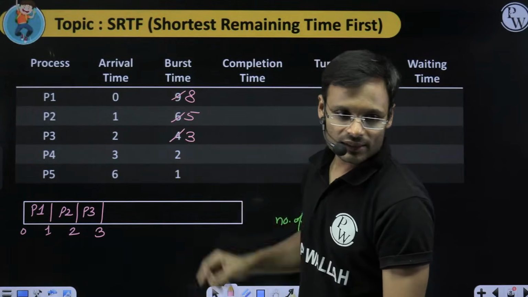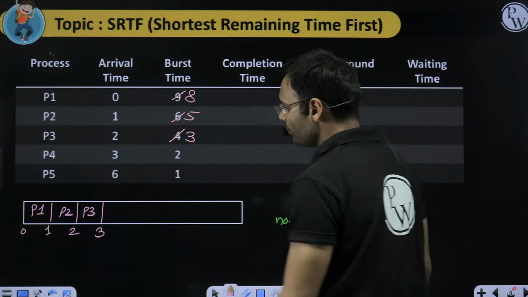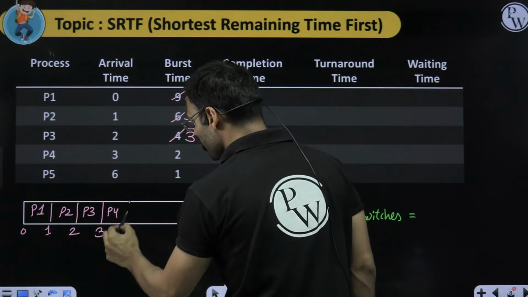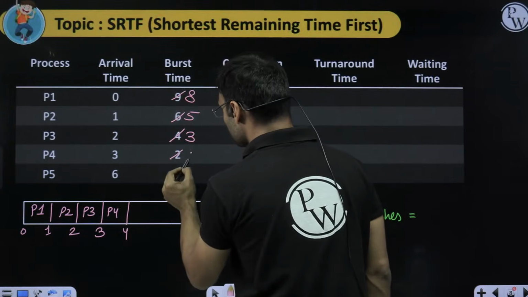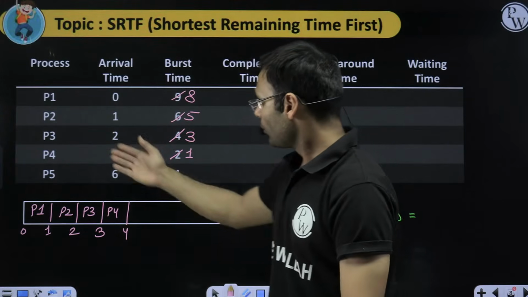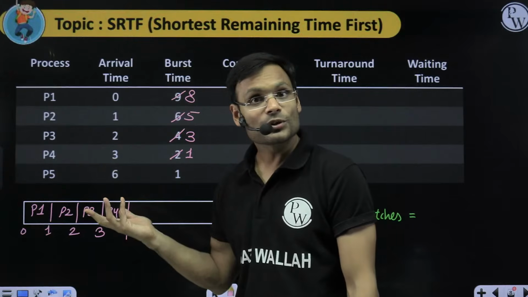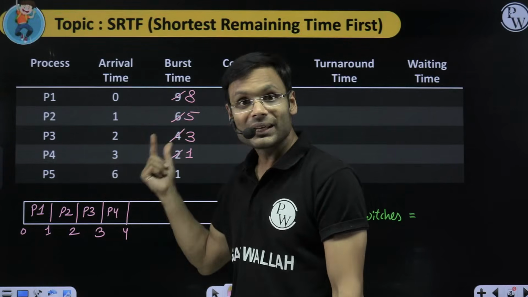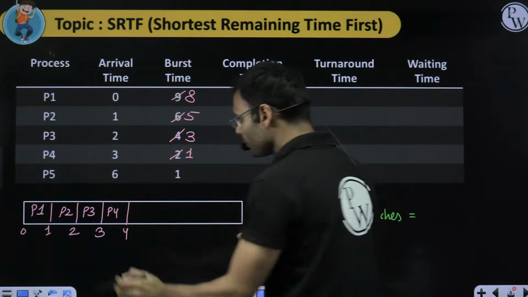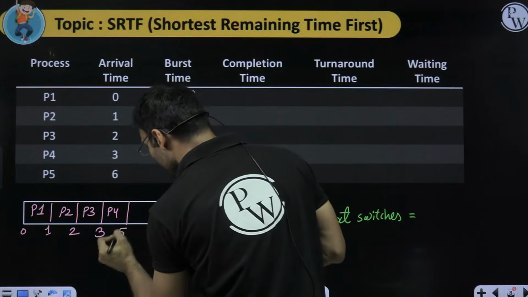Smaller than this. So what happens? P4 arrives till 4 and the remaining time is 1. Now at 4, no new process is coming. The next new process is coming at 6. So we will continue with P4 and completely execute it till 5.